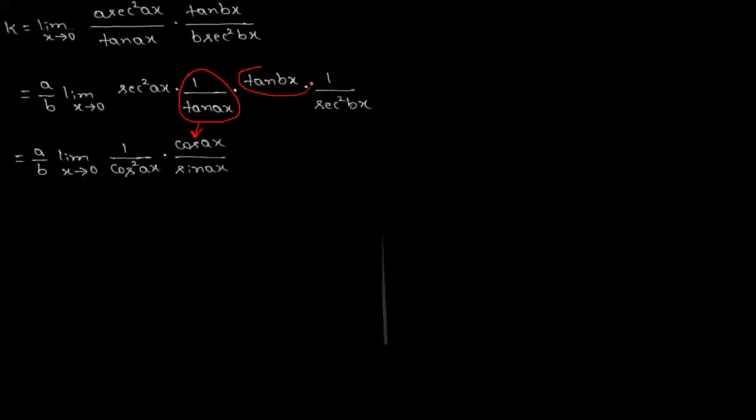Then tan bx can be written as this. Tan bx is in the numerator, so we can write this as just sin bx by cos bx. And 1 divided by secant square bx is nothing but cos square bx. We all know. Yes, we have taken as.